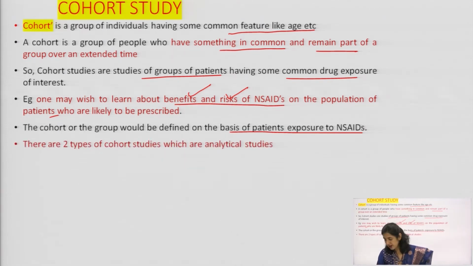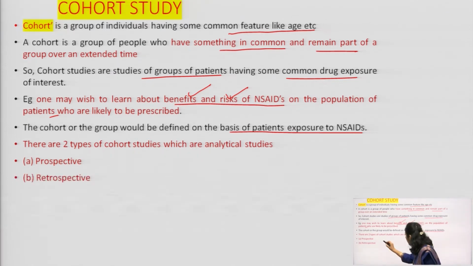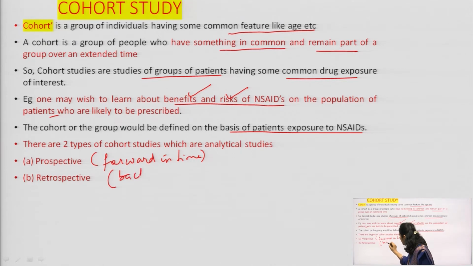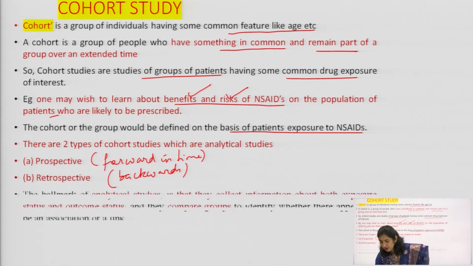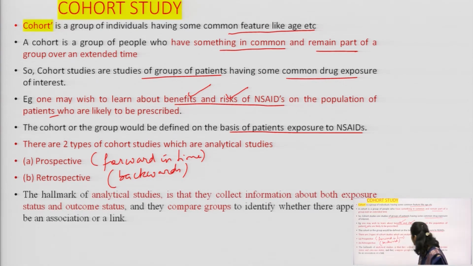There are two types of cohort studies. Please remember, one is prospective, the other is retrospective. Prospective means forward in time, and retrospective means backwards, going backwards in time. So let's see the so these two, this is a type of analytical study.